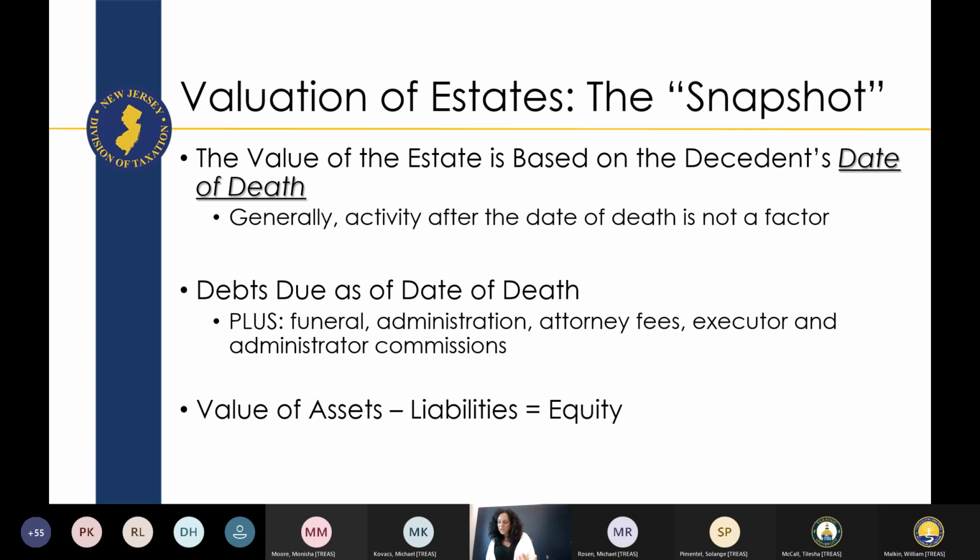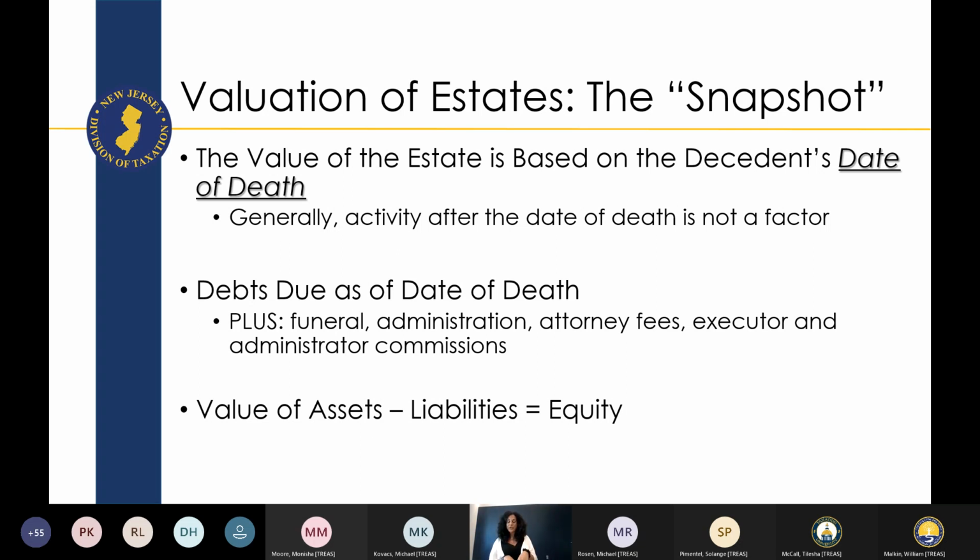So we're going to have what it's worth. We want to know also debts that are due as of that date. What's my mortgage as of today? What bills did I have that are outstanding as of today? Plus, we're also going to include anything related to the death expenses, the funeral, any kind of cost that went around with maybe hospitalization for me, attorney fees, executor and admin commissions.